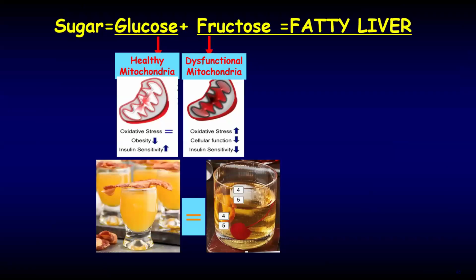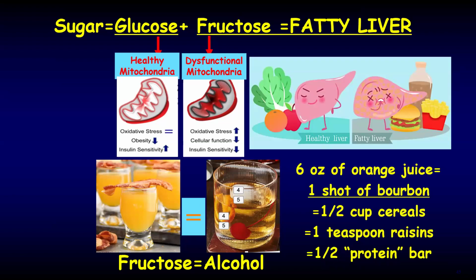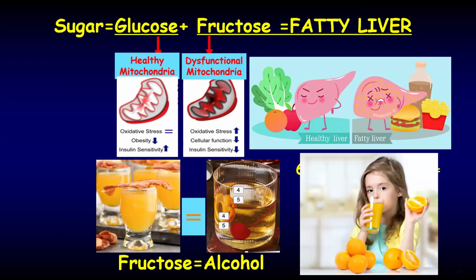And how does it work? Just like alcohol. Fructose and omega-6 fatty acids are processed the same as alcohol. These are some equivalence doses that I tell you there. When you think your child gets a glass of orange juice, no, they're getting a shot of bourbon from the liver's perspective. It's the same. It's processed exactly the same way. It's not a joke.